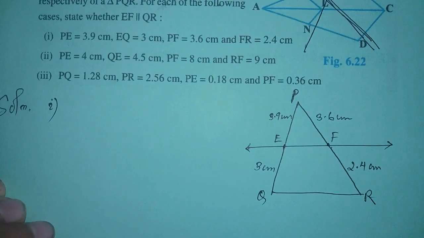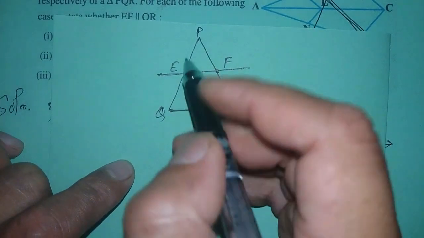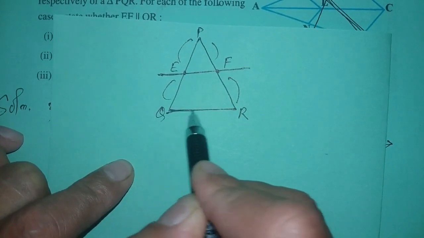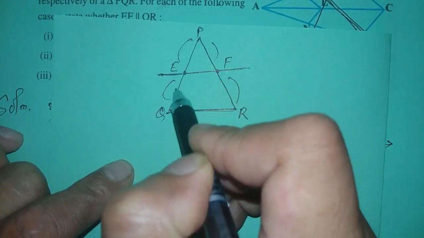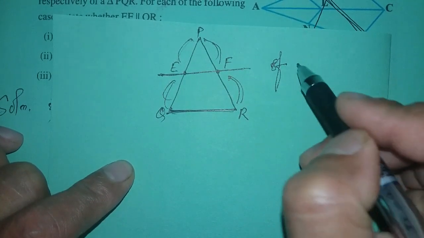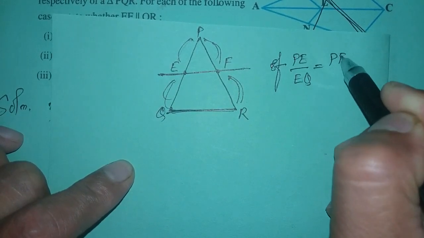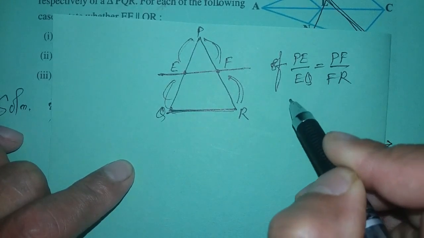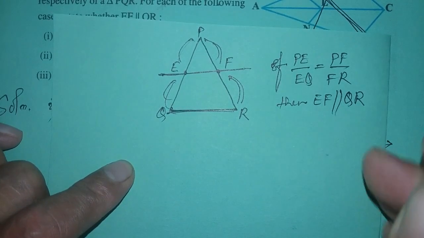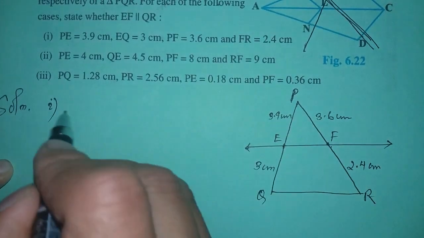In this case we're going to use the converse of the basic proportionality theorem, which says if the ratios are equal, then only these two lines are parallel. If the ratio PE by EQ is equal to PF by FR, then these two lines will be parallel. So EF will be parallel to QR. Let's first find PE by EQ.